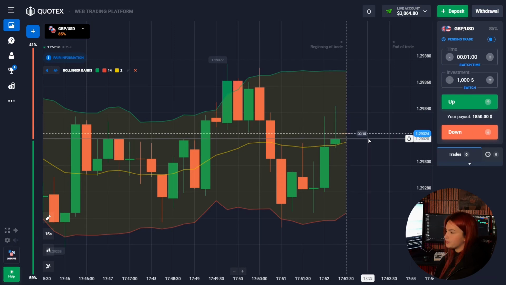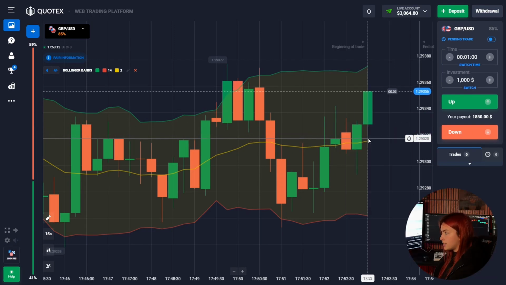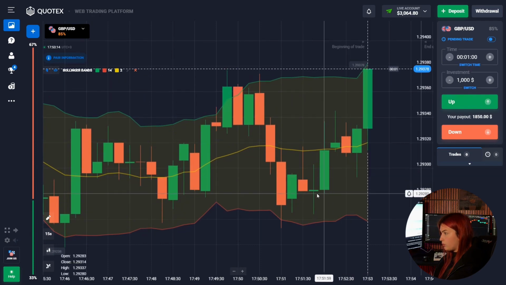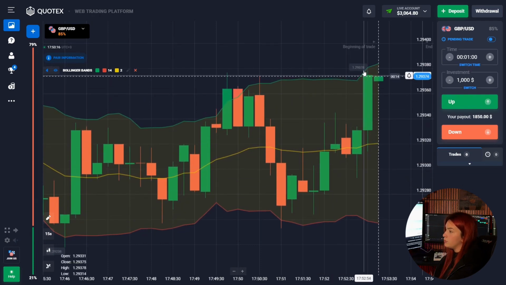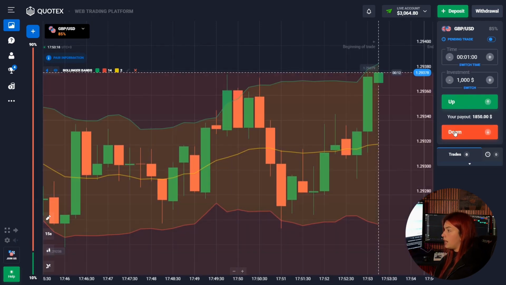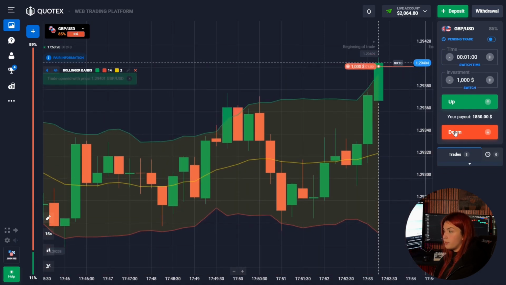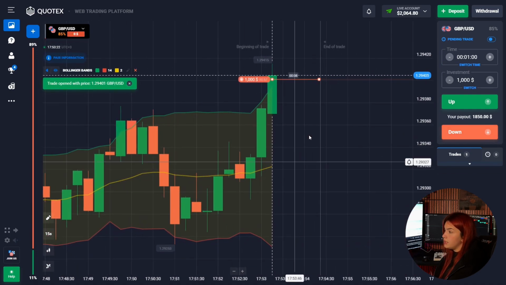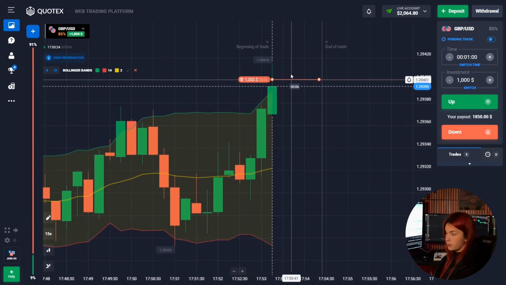Let's continue. So as you can see, the price shows growth and touches the upper limit of the indicator. And here I suggest opening a deal for a minute to go down, as I think that the price will bounce down from this limit.